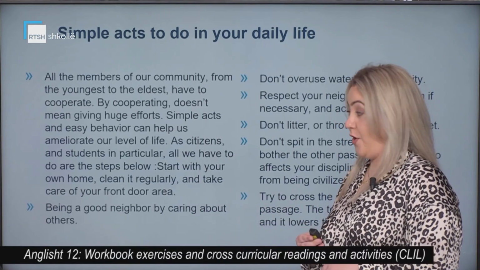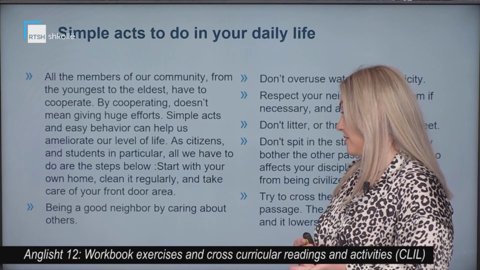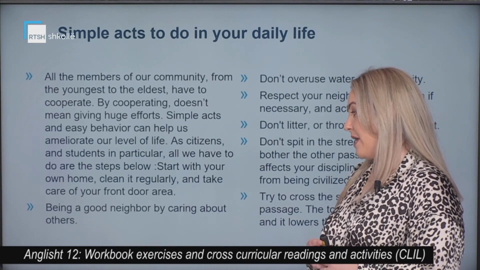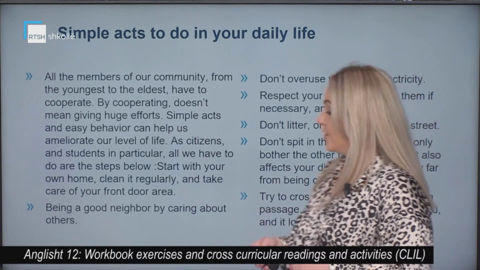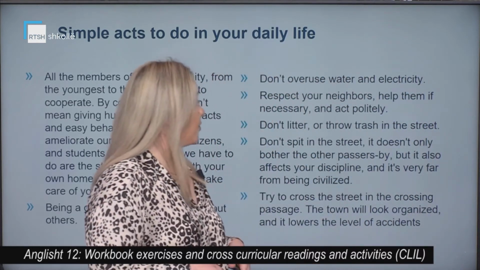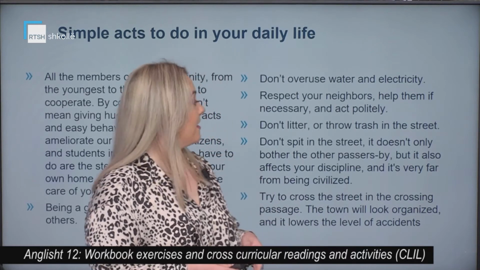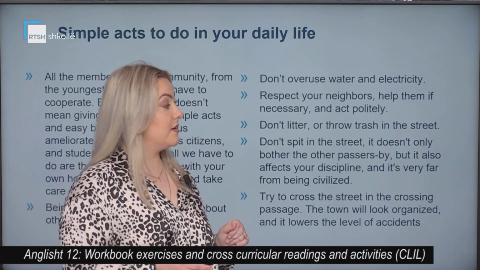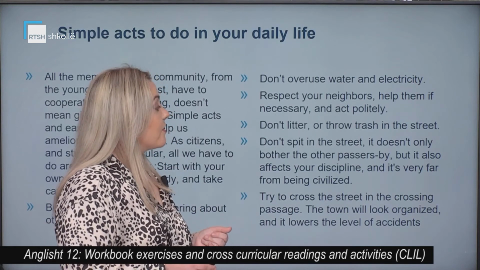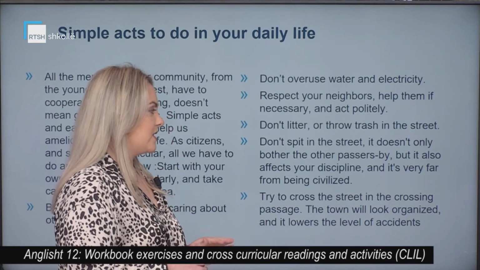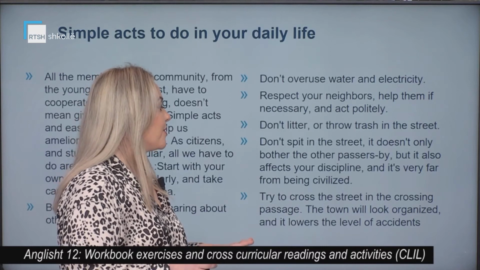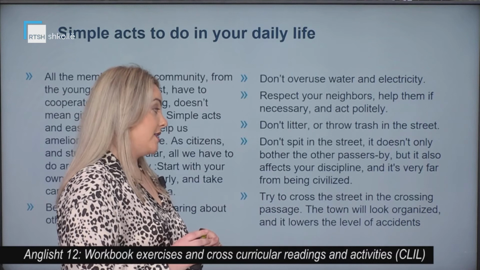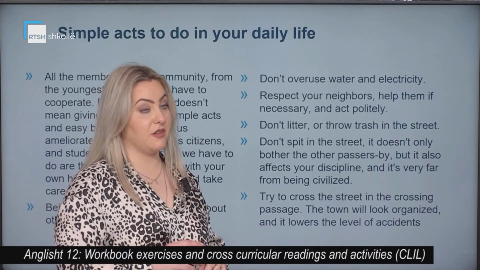Start with your own home. Clean it regularly and take care of your front door area, being a good neighbor by caring about others. Also, don't overuse water and electricity. Respect your neighbors, help them if necessary, and act politely with them. Don't litter or throw trash in the street. Don't spit in the street. It doesn't only bother the other passers-by, but it also affects your discipline, and it's very far from being civilized.